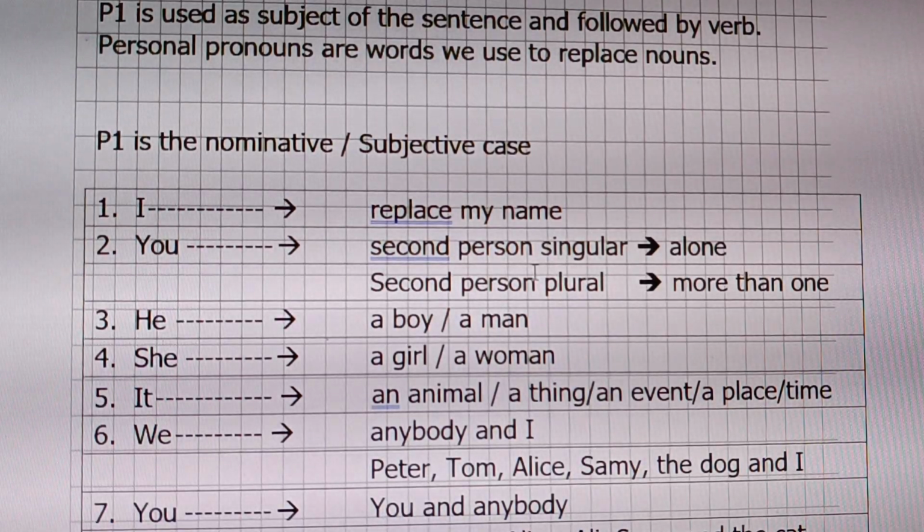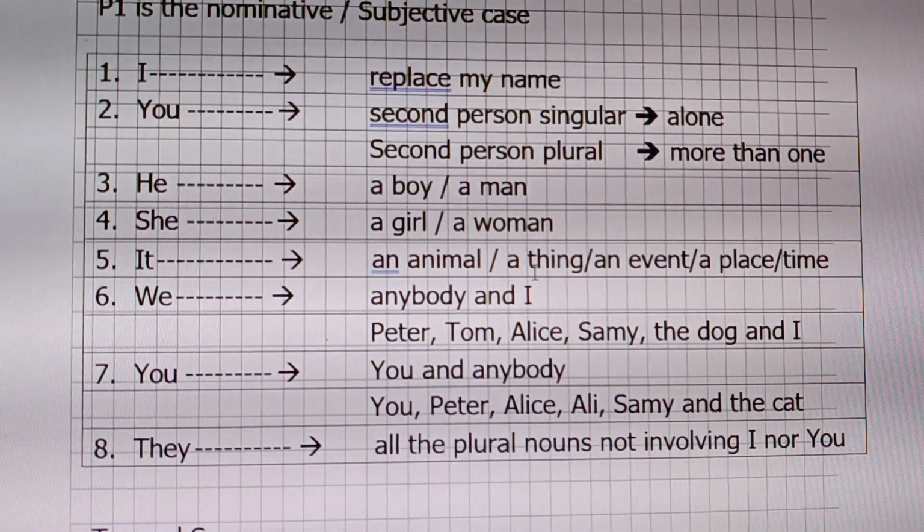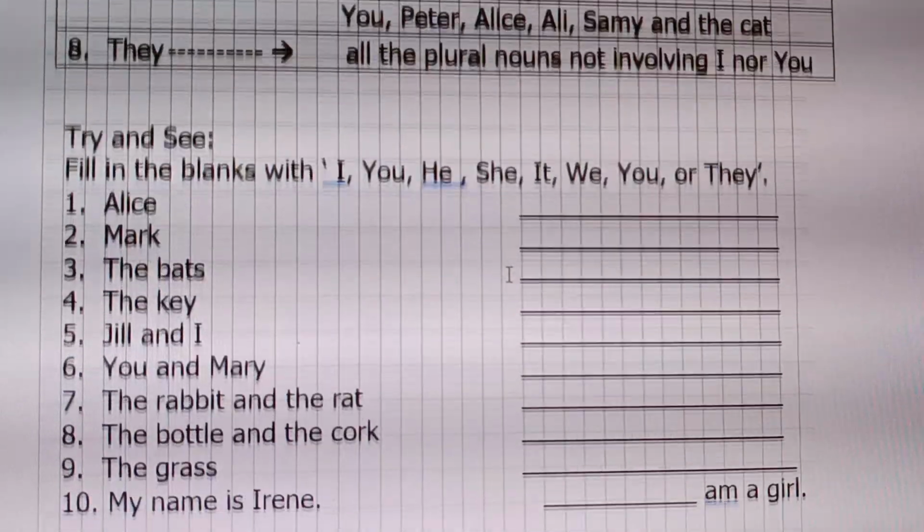We, anybody and I. Right? And you see, Peter, Tom, Alice, Sammy, the dog, and I. We. You and anybody. You. You, Peter, Alice, Sammy, and the cat. You. So they, all the plural nouns not involving I nor you, you use they. Try and see.